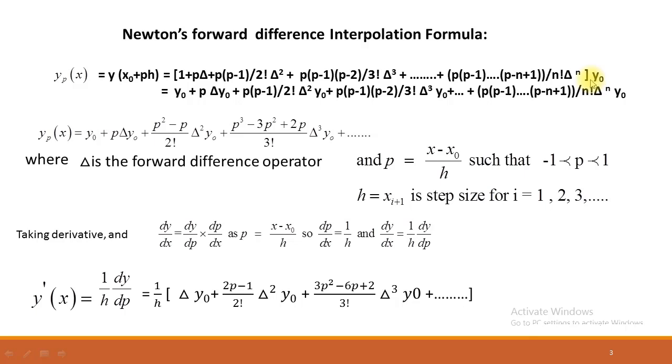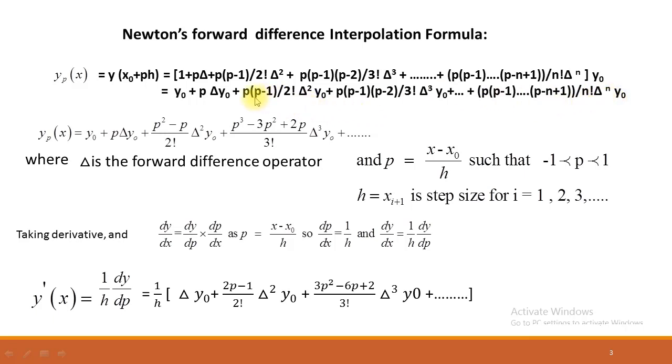And if we multiply this y0 to this expression, we get another form of the polynomial, which is equal to y0 plus p delta y0 plus p into p minus 1 whole divided by 2 factorial delta square y0 plus p into p minus 1 into p minus 2 divided by 3 factorial delta cube y0 plus and so on, plus p into p minus 1 into p minus 2 into p minus 3 and so on into p minus n plus 1 whole divided by n factorial delta power n into y0.